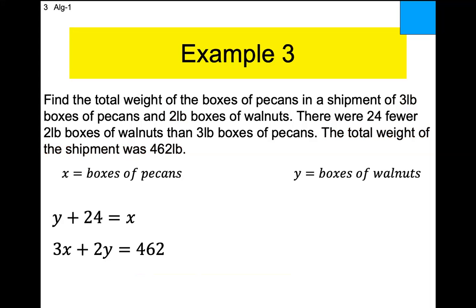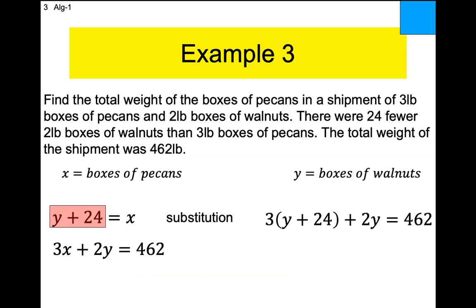So I take the first one. The first one says if you see the letter X, what can you write? Y plus 24. If you see the letter X, you can write Y plus 24. So let's do that. This is the substitution. I take this second equation right here. I see the letter X, so I'm going to write Y plus 24. Why Y plus 24? Because the first equation told me that if you see the letter X, you can write Y plus 24.